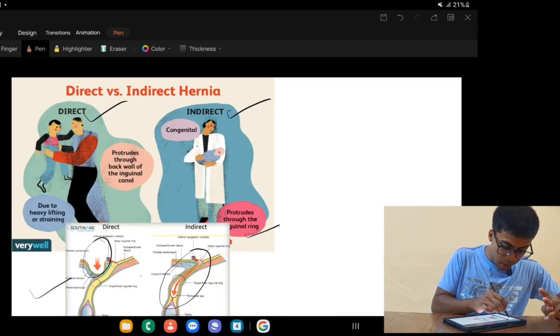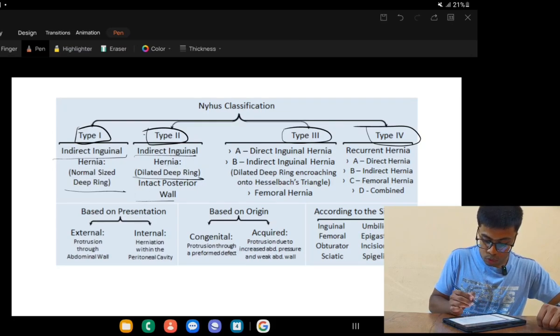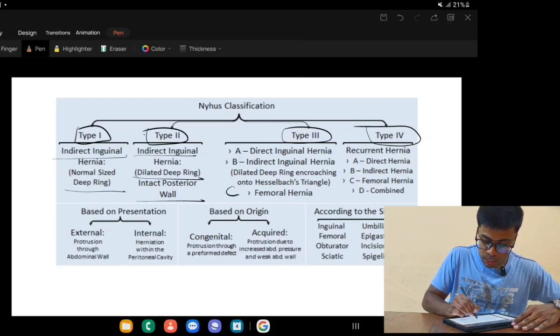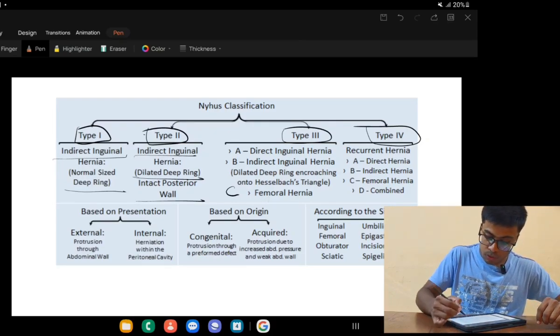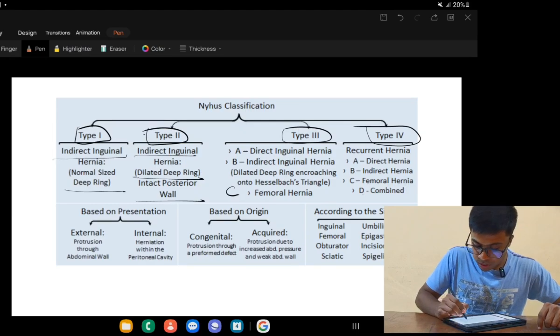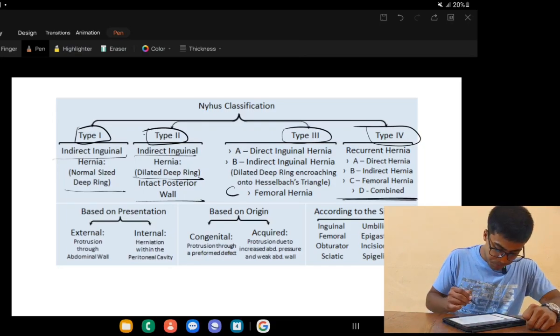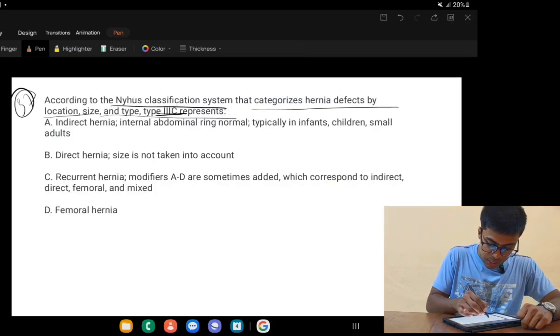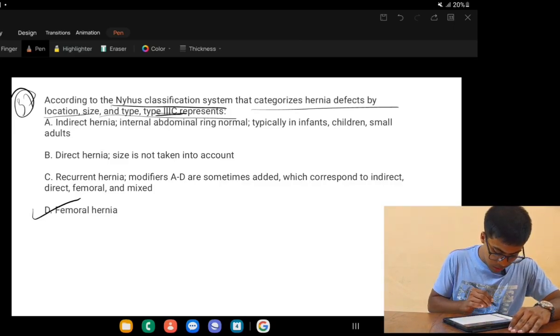Coming to the table, NIHA's classification types 1 and 2 include indirect hernia. Type 1 is a normal sized deep ring, and type 2 is a dilated deep ring with intact posterior wall. For type 3 and type 4 we have A, B and C. A is direct inguinal hernia, B is indirect, and C is femoral. Same with type 4: direct, indirect and femoral, but D, combined, is added here. So our MCQ will be solved on this basis. What they are asking is 3C: A direct, B indirect, C femoral. So C, femoral hernia, is the answer.